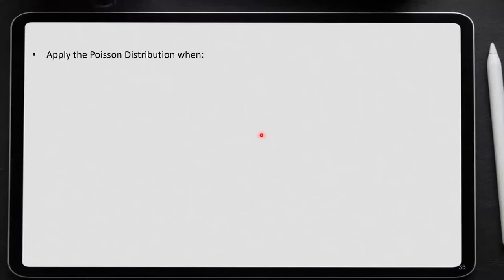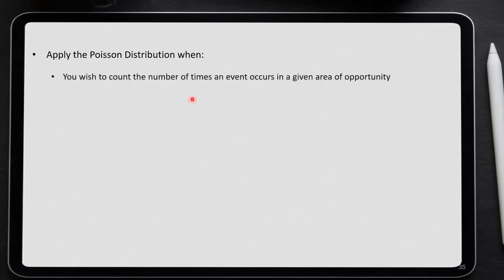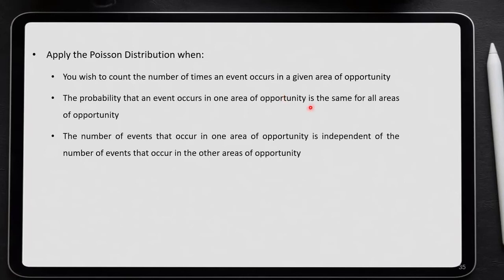So you apply Poisson distribution. When do you apply this Poisson distribution? When you want to count the number of times an event occurs in a given area of opportunity. It's fairly obvious because that's what we looked at before. The probability that an event occurs in one area of opportunity is the same for all areas of opportunity. That is very important to keep in mind.